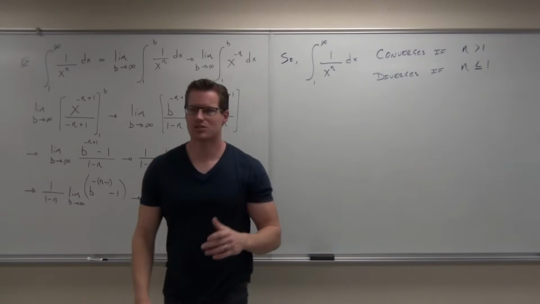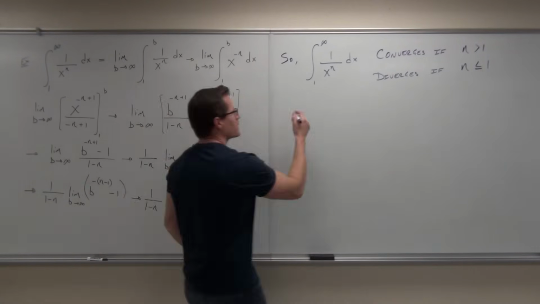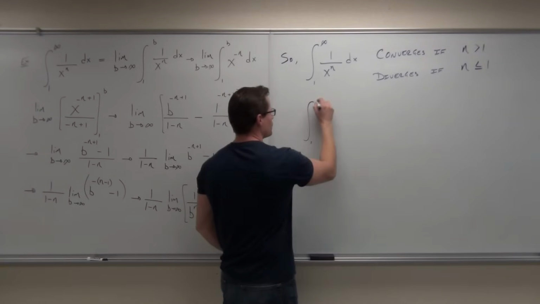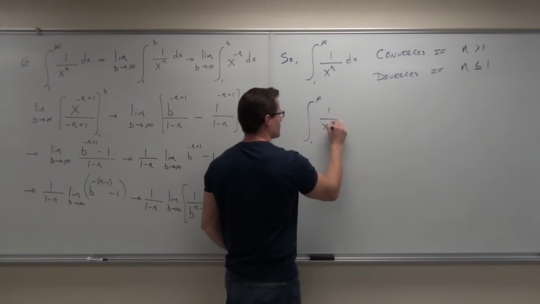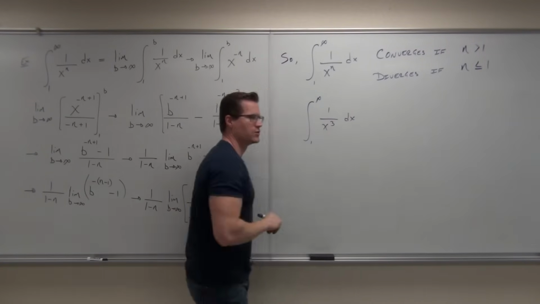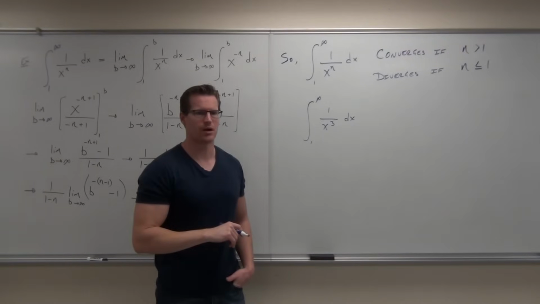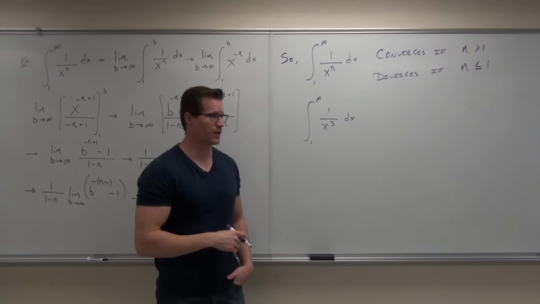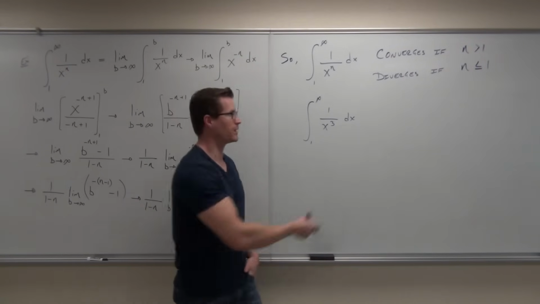That's the idea. So, here's what I'm trying to tell you. If I give you this, should you bother to find out whether this thing has a limit or not? Yes. Absolutely, because that's a positive exponent. That's that n equals 3. No problem. It's bigger than 1.